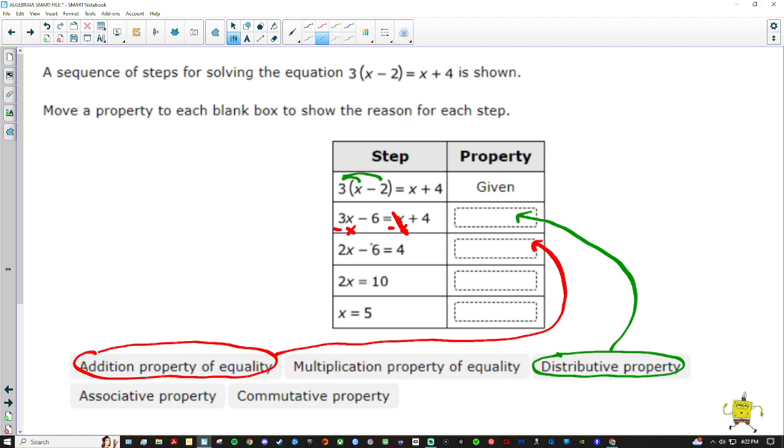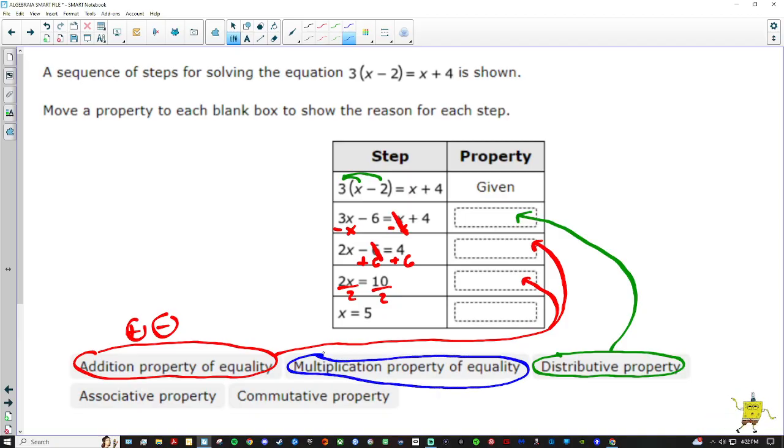From this step to this step, again, we added 6 over to the other side, giving us 10. And again, that is called the addition property of equality. Adding or subtracting to both sides is the addition property of equality. And finally, to get to our last step, divide by 2 on each side. When we divide by 2 on each side, that is the multiplication property of equality. This property, whenever you multiply or divide both sides, goes in my last box.